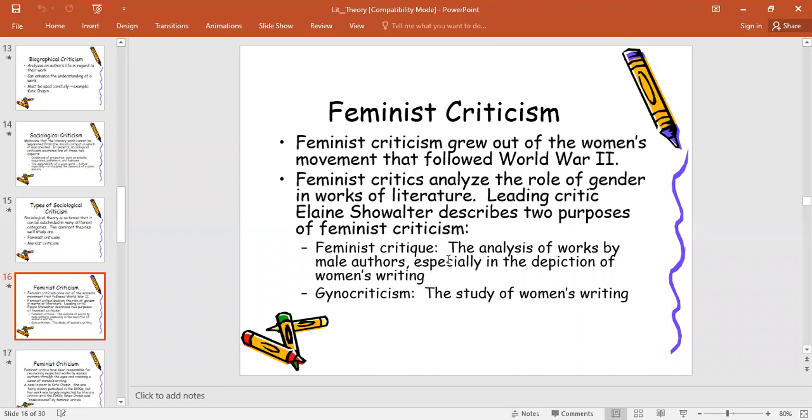Purpose number one, feminist critique, the analysis of works by male authors, especially in the depiction of women's writing. So, what is the role of male authors over here, and especially when women depict or present their writings. And gynocriticism, the study of women's writing.